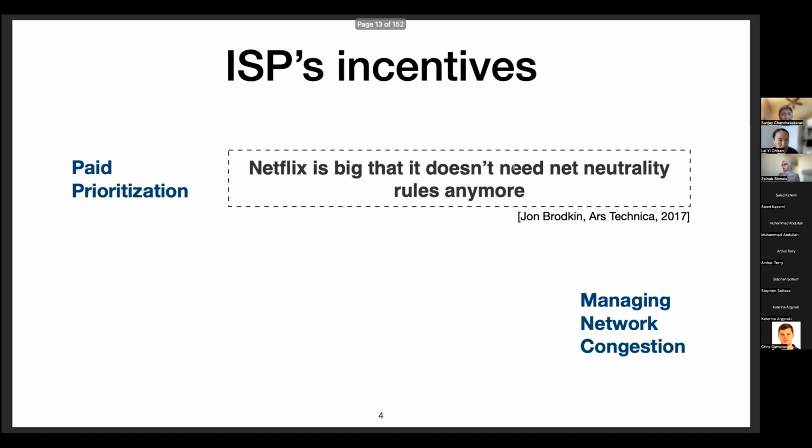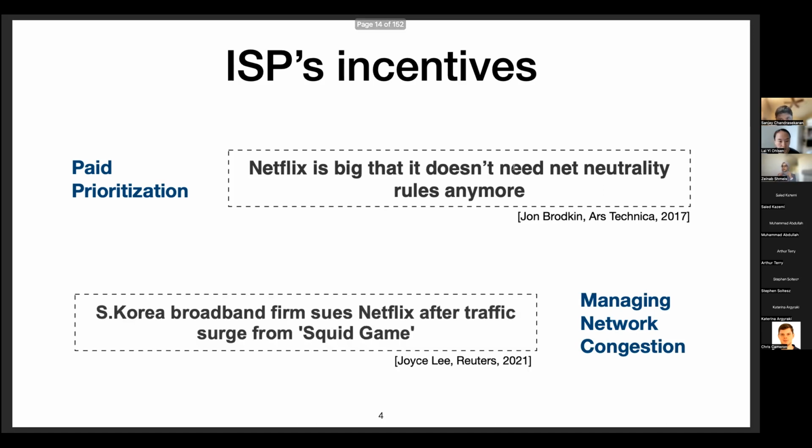The second incentive is managing network congestion. An ISP might be overloaded with traffic coming from a certain content provider. Last year, there was an incident where a South Korean ISP actually sued Netflix for a sudden surge they experienced when Squid Game was released. They claimed that Netflix needs to pay them for the maintenance work they had to do back then. So in this situation, an ISP might find itself in a position where it has to restrict the bandwidth of some application in order to provide good service for the others.